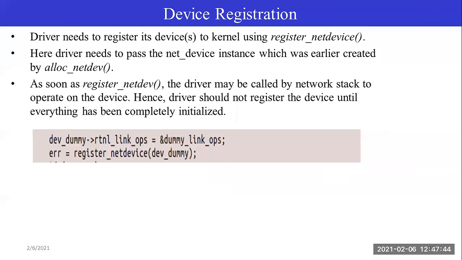The second one. So once we created the network device using the alloc net dev, we need to inform that to the network stack. We need to register this particular net device to the network stack by calling another API called register net device. Here I have intentionally placed a device dense S, this one, just to inform you that a network device may have multiple network interfaces.